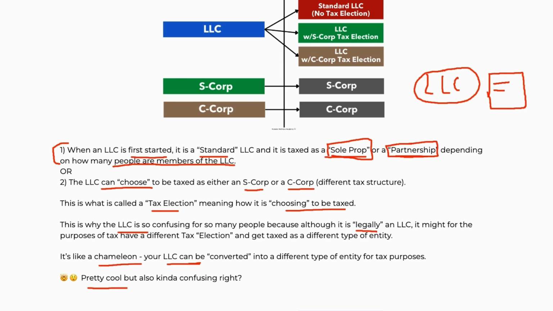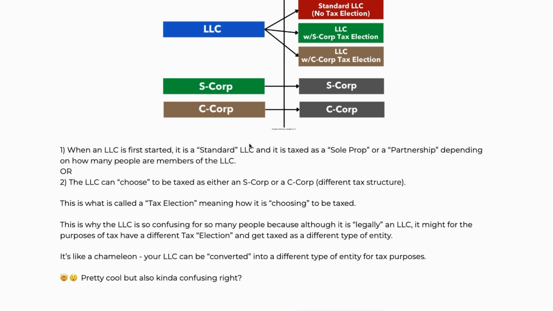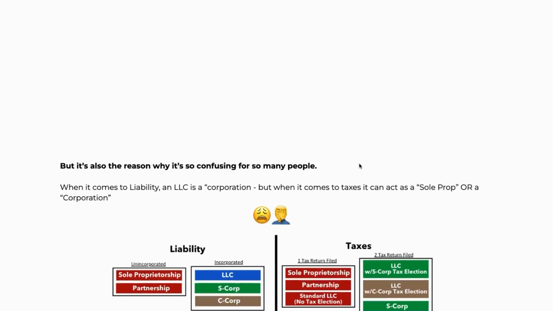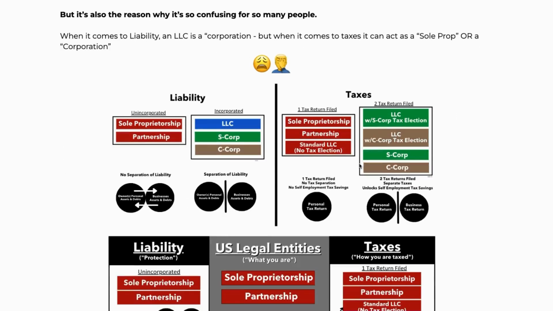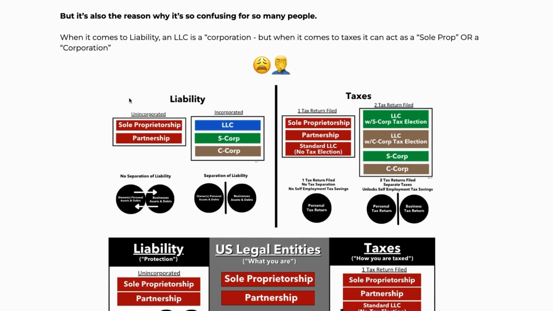Yes, I understand. And so yes, you are correct. This is exactly the reason why the LLC is so confusing for so many people, okay? And this is kind of the diagram that I think is going to be very helpful for you to understand, okay? So you've got to understand that there's kind of two sides to this entire equation, okay? There is the liability side, and then there is the taxes side, okay? And so when it comes to liability, an LLC is an LLC. There are no different types of LLCs when it comes to liability, okay? It's just an LLC is an LLC. Any type of LLC is going to protect you from liability, just like any other corporation would, okay?